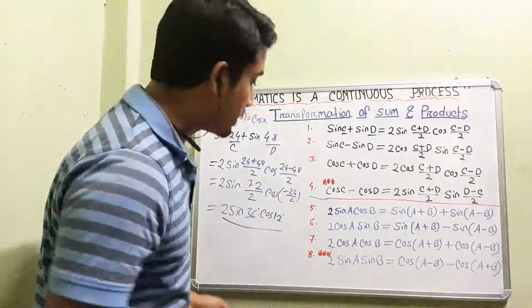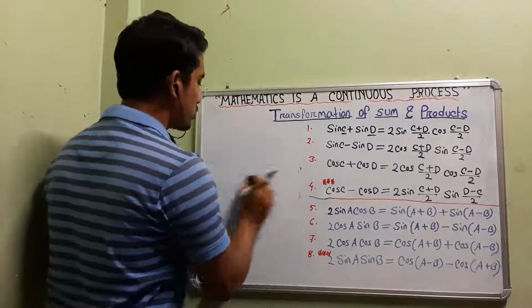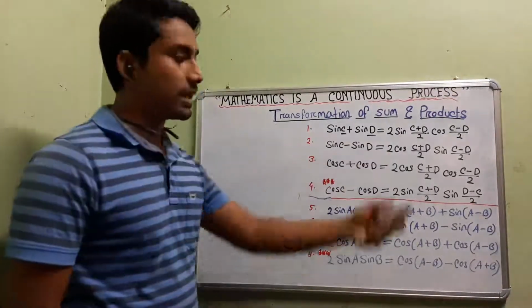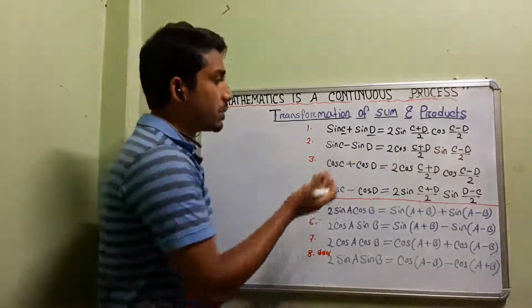Now you can tell me, sir, how to remember the formulas, all these 8 formulas. These are almost similar to one another, isn't it? Sin cos C plus cos D, C plus D by 2, that kind of thing. You see, the thing is, you will remember in this way.